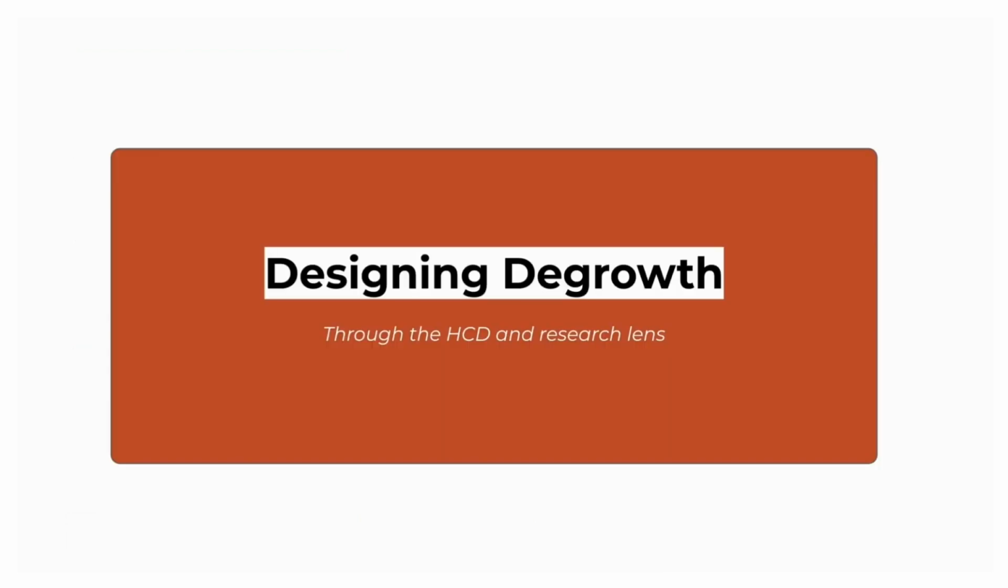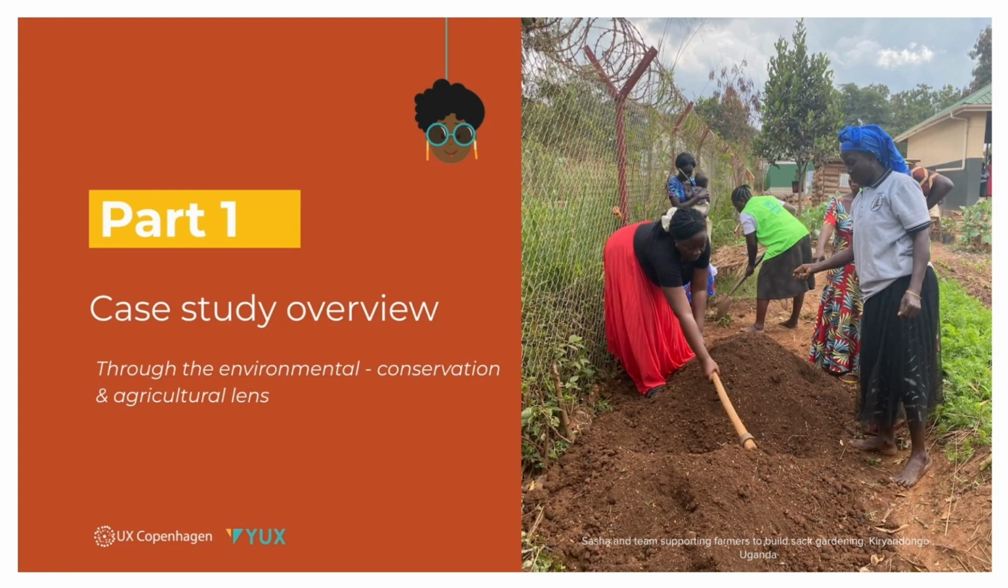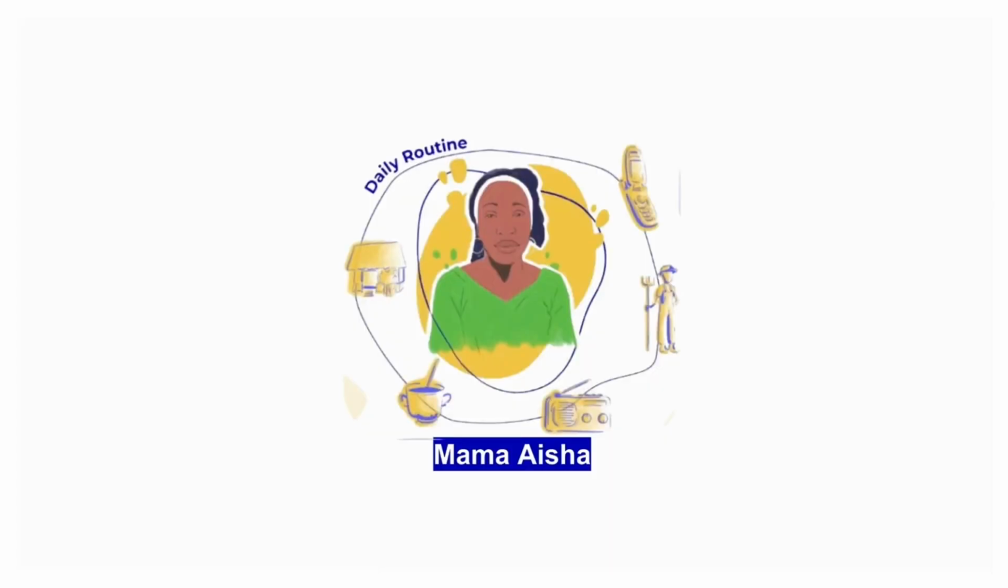So, now that introductions are out of the way, on the topic of designing degrowth through the ACD and research lens, I would like to walk us through a case study that intersects the agriculture, environment, and conservation space. We worked with a company called Just Dig It, who is on a mission to regreen African landscapes in the next decade. And on that note, I'd like you to meet Mama Aisha. Kindly give her a wave as well. She really loves her accolades. Hello.